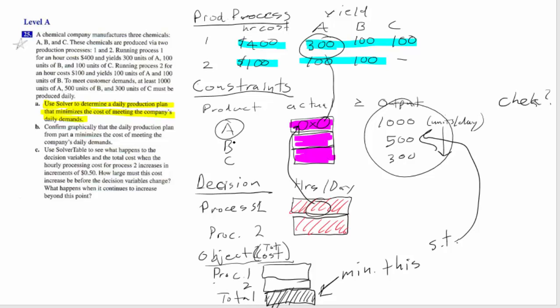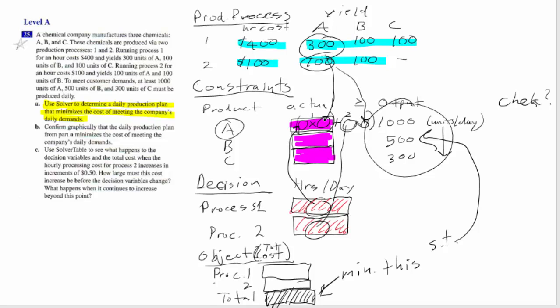Likewise for B, the actual... oh, I'm sorry, not done. So that's for process 1. For process 2, we'll put the actual hours of process 2 we run here, times the yield of A from process 2. So that'll go here. So we'll just start plugging in cell references here.